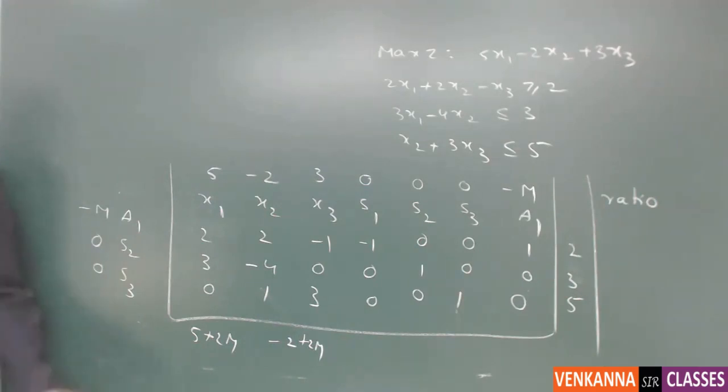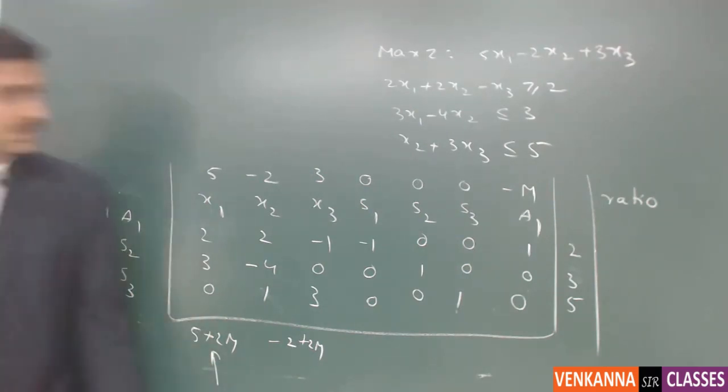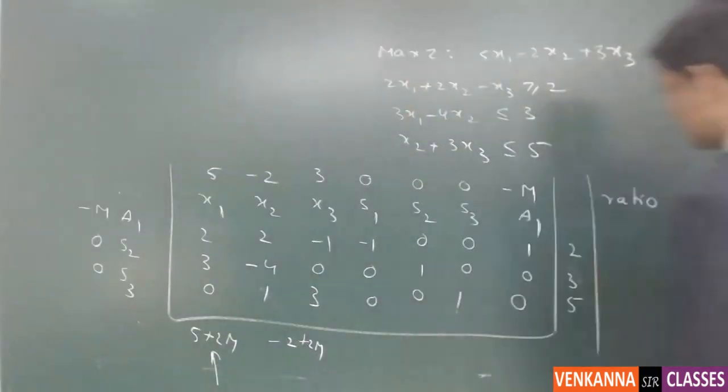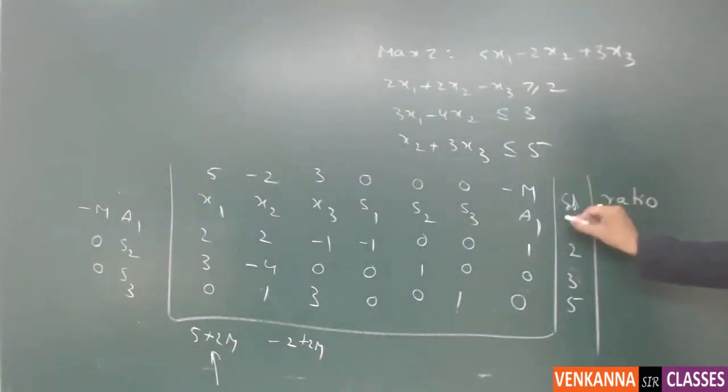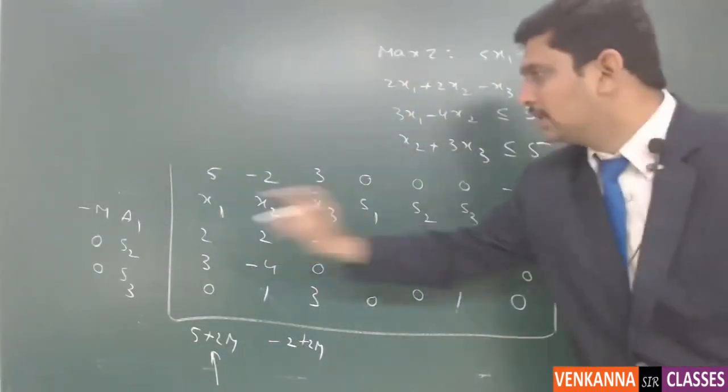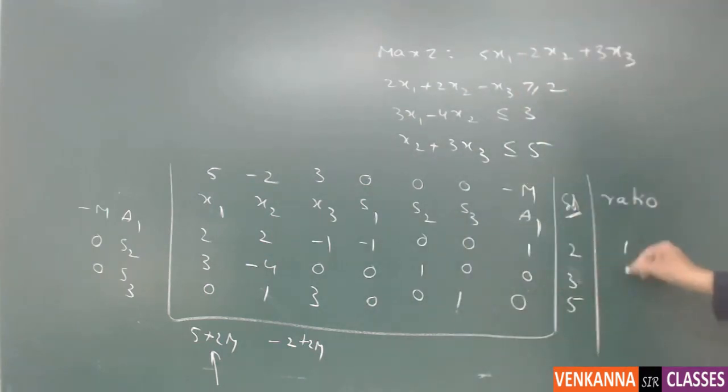So among which the most positive one is 5 plus 2m. This is the key column. Now let us go with the ratio case. So what has happened here? If we divide the solution with the corresponding key column values, 2 by 2, the value is 1, 3 by 3 value is 1, 5 by 0 it is undefined, we don't consider the case. So you have a tie situation happened here.